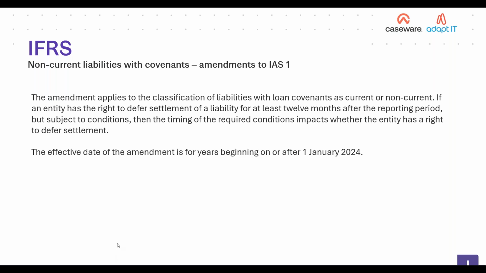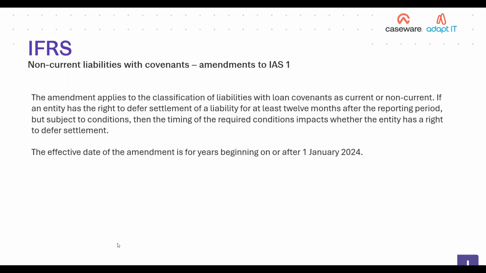One of the first changes that has come in is an amendment to IAS 1 to the classification of liabilities with loan covenants as current or non-current. If an entity has the right to defer settlement of a liability for at least 12 months after the reporting period, but obviously subject to conditions, there is some disclosure that you have to do.